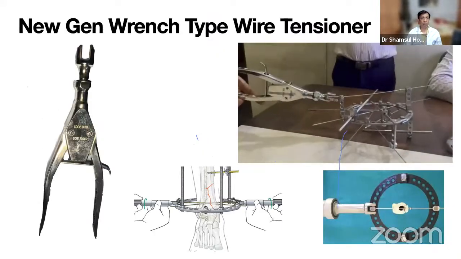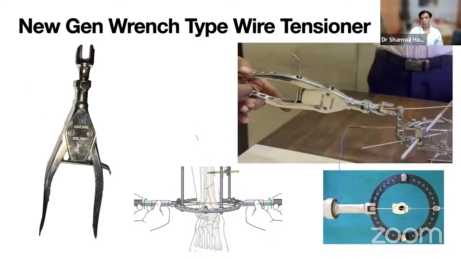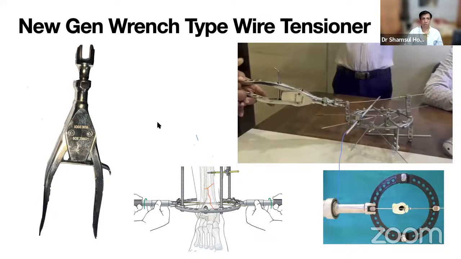This is the new generation wrench type tensioner. Simple like a wrench. I've been using this very much. This is very easy to use. We just tighten and give some rotation, then you can use it. So these are available.